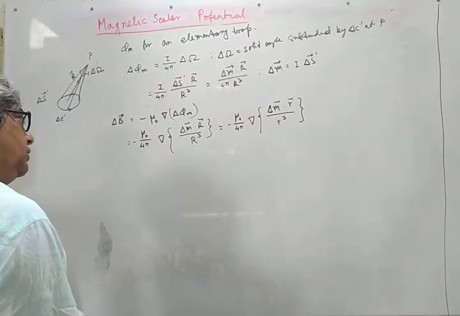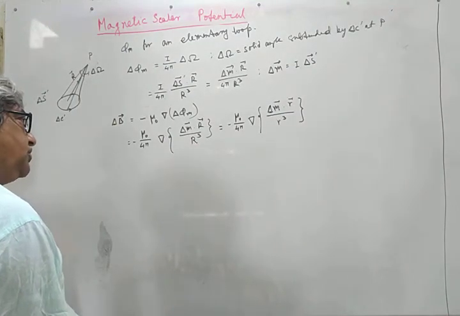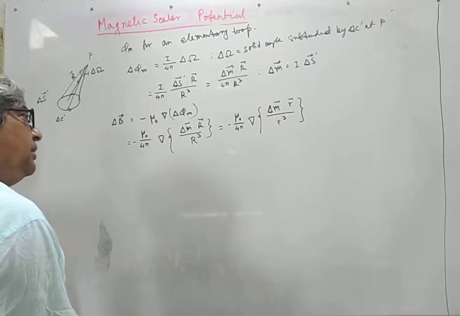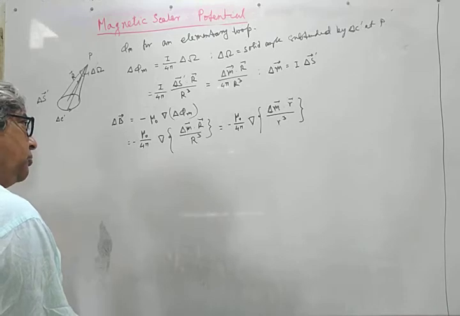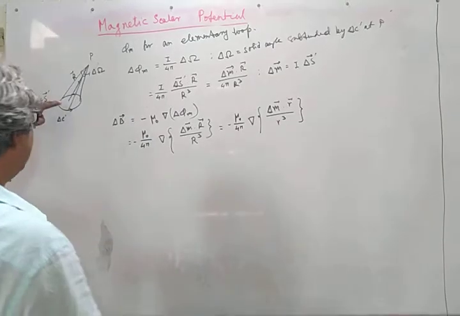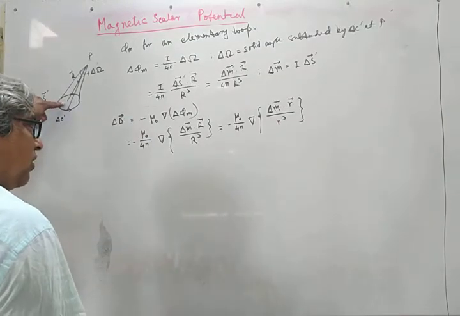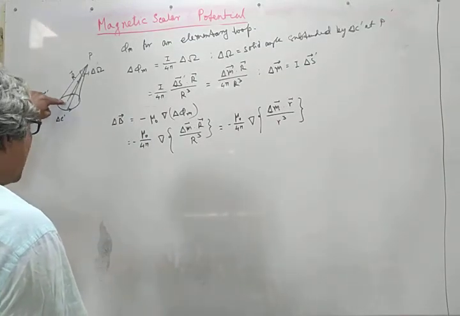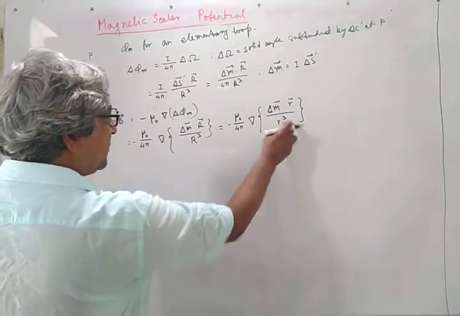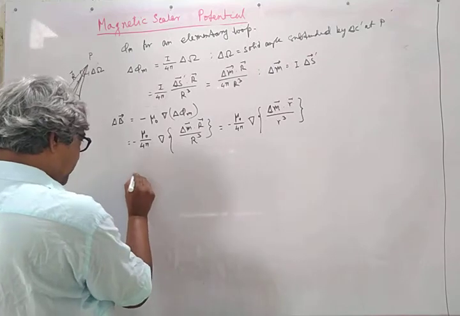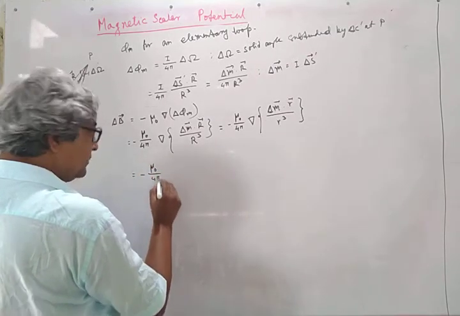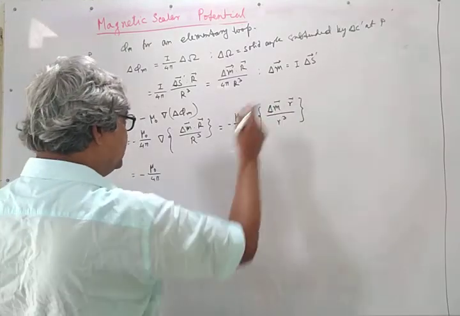And we know from the theory of electrostatics that when the total charge is zero, the dipole moment is independent of the origin. However, here we have used the fact that we choose the origin of the coordinate system to lie at the center of the elementary loop. So this part has to be calculated. This part is minus mu 0 upon 4 pi, then this part.